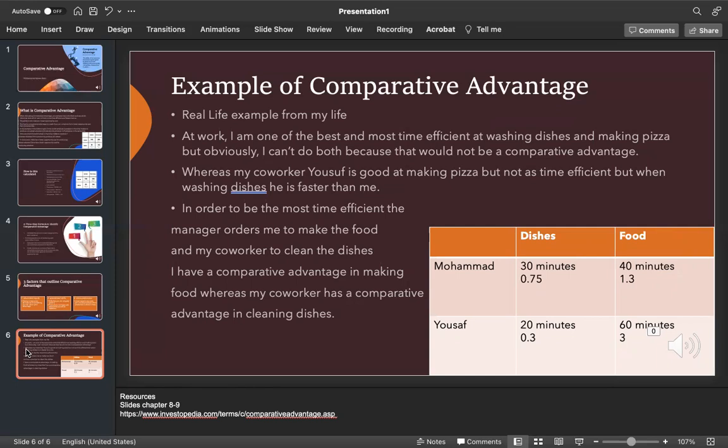So 30 divided by 40 for 0.5, 40 divided by 30 for 1.3, 20 divided by 60 for 0.3, and finally 60 divided by 20 for 3.